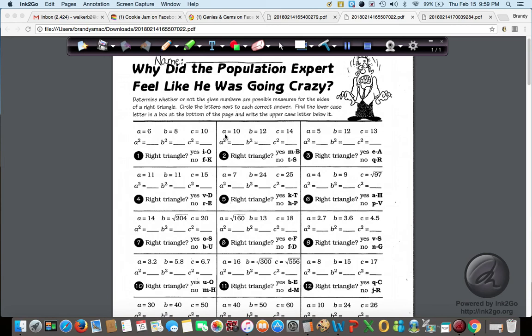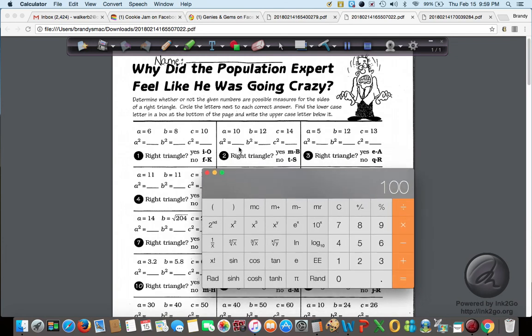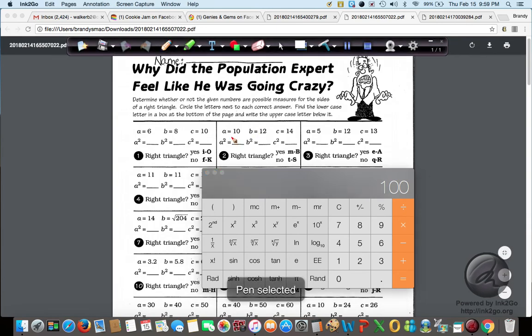So our lengths are A equals 10, B equals 12, and C equals 14. So you grab your calculator, and again, A squared plus B squared equals C squared. So A squared, well, we already know that's 100. We did that one. So let's go ahead and write 100 in there.